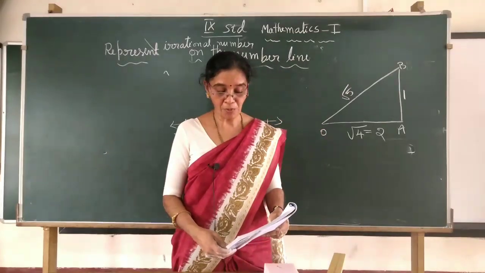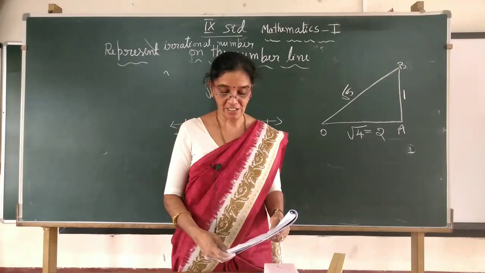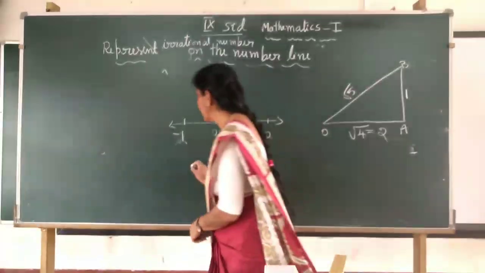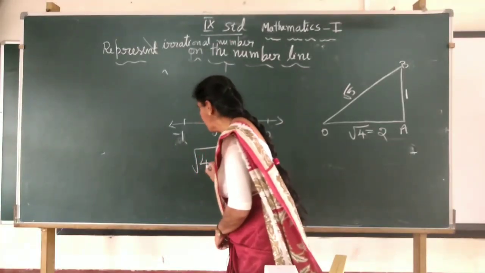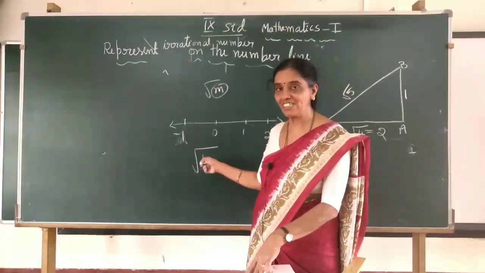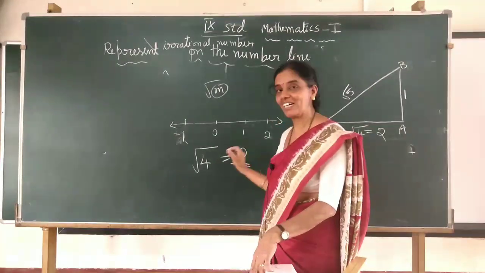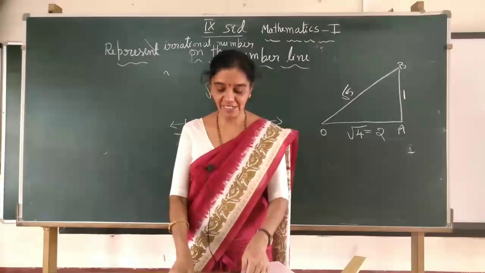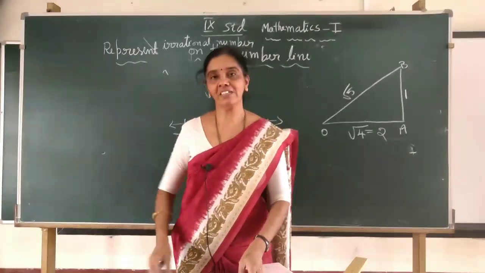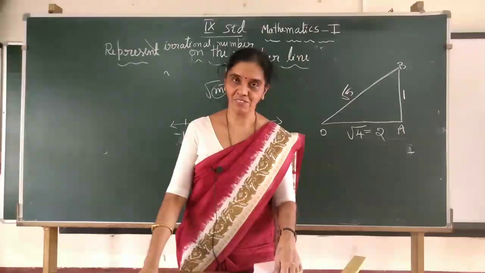Now the second problem: are the square roots of all positive integers irrational? No. The answer is no, because square root 4, I will write, is a square root number. Is it an irrational number? No, because square root 4 is 2. It is a rational number. So we have completed today's lesson, and we will learn how to represent the rational numbers in decimal form. Thank you.